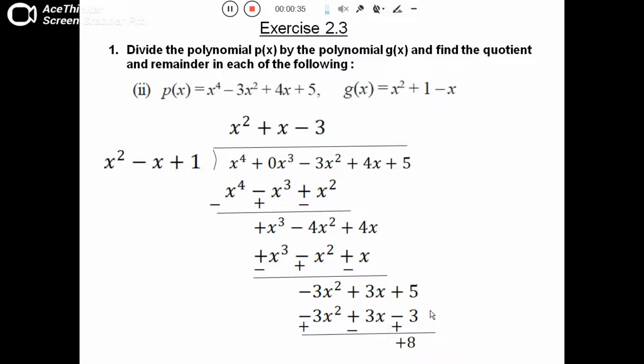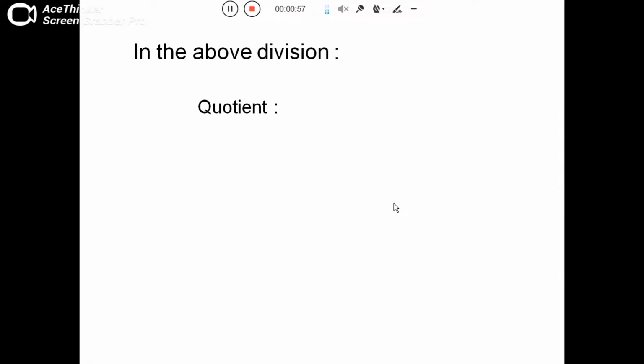So in this division we got x square plus x minus 3 as the quotient and plus 8 as the remainder, as it is asked in the question. So you have to give the answer. In this division we got the result: quotient is equal to x square plus x minus 3, and remainder is plus 8, or you can say 8. Got it, students?